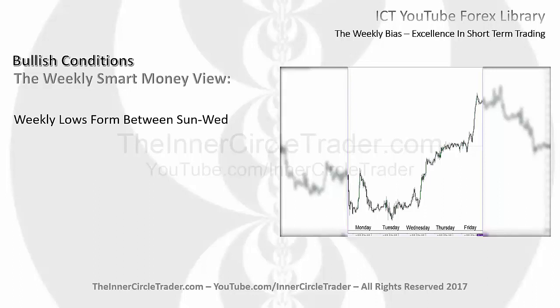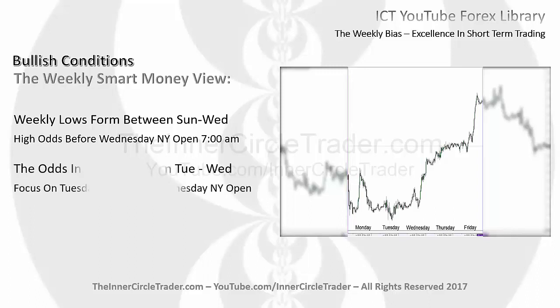What we're looking for is the weekly low to form between Sunday's opening and Wednesday. There are high odds for the weekly low to form before Wednesday's New York Open, or what would be otherwise 7 a.m. New York time. The odds further increase between Tuesday and Wednesday, focusing on Tuesday's London to Wednesday's New York Open.